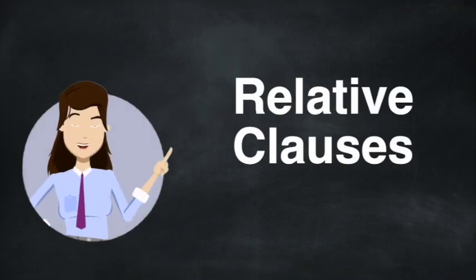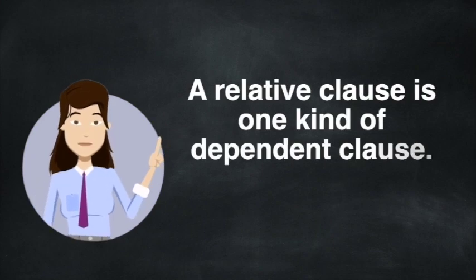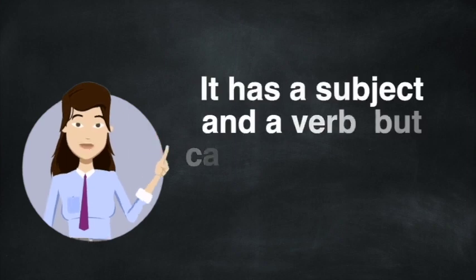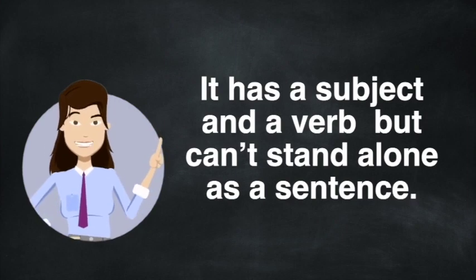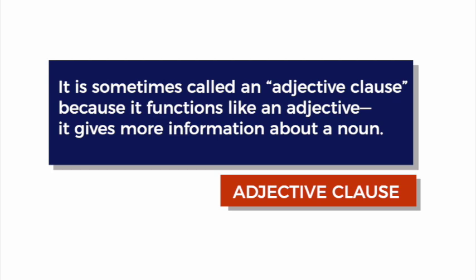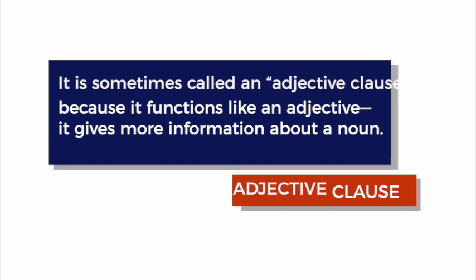Relative clauses. What is a relative clause? A relative clause is one kind of dependent clause. It has a subject and a verb, but cannot stand alone as a sentence. It is sometimes called an adjective clause because it functions like an adjective. It gives more information about a noun.